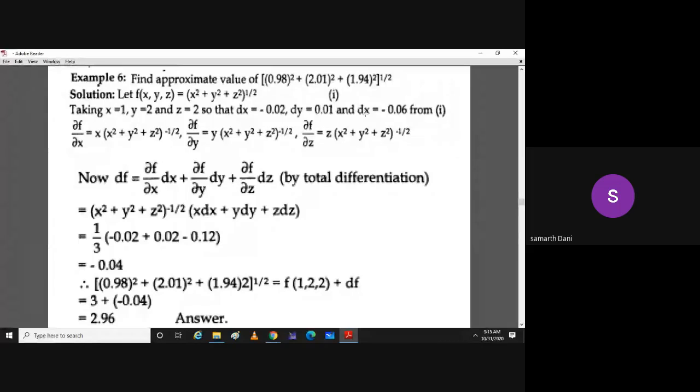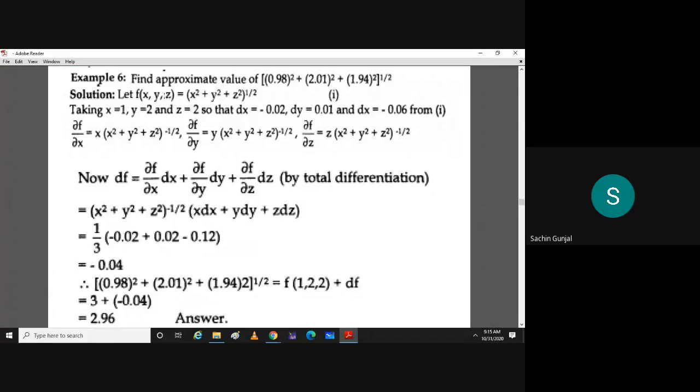Any doubt in this? No, sir. Okay. dx is negative because this is 0.98 and your x is 1. So 0.98 minus 1. This is x1, y1, z1. These are x2, y2, z2. So x1 minus x2 will give you the values of dx, dy, dz.